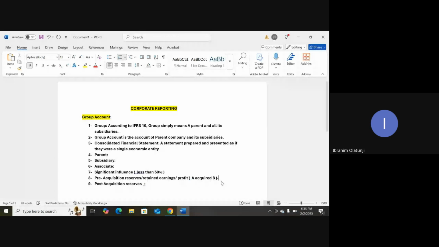So which one is before? Based on the explanation, which one is before? The pre-acquisition reserve. Okay, before. So which one is the after? Post-acquisition reserve. Okay, after. Do you get it now? So when we say pre-acquisition reserve, we are saying the reserve that arose before the acquisition of the subsidiary. Then post is after the acquisition of the subsidiary.